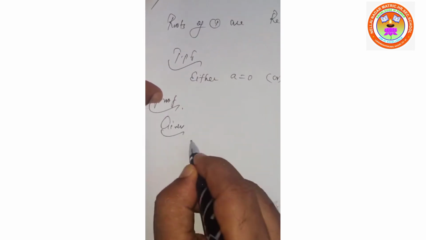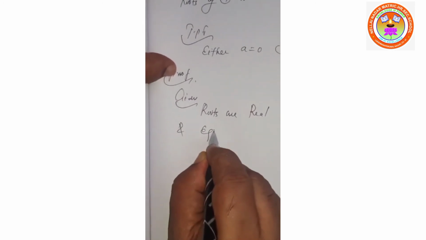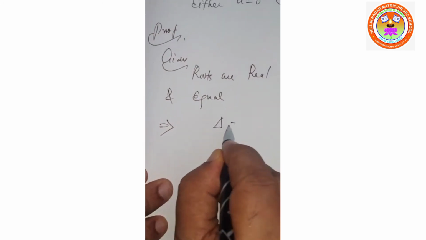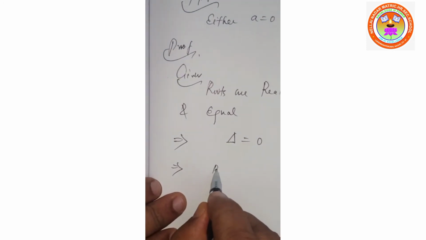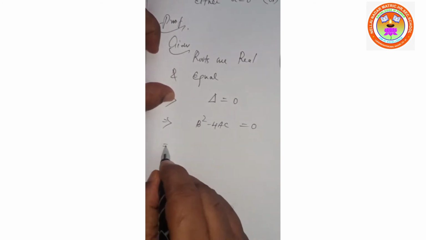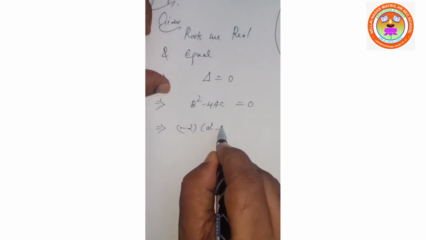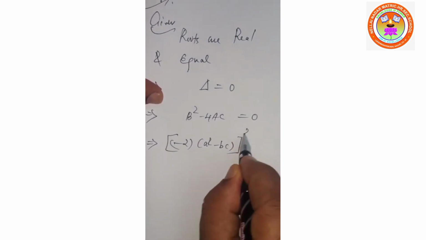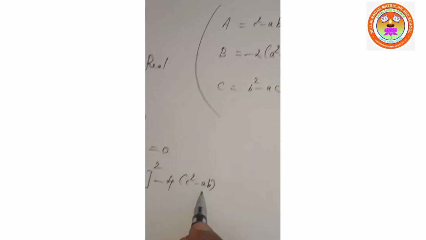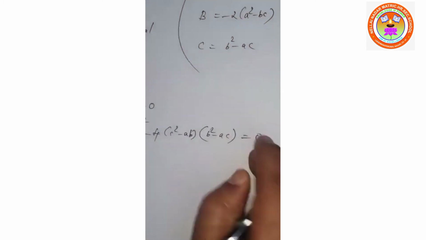Given roots are real and equal. We know that if the roots are real and equal, the value of delta equals 0. The delta can be replaced by B square minus 4AC, that is equal to 0. Which implies B is minus 2 into a square minus bc, whole square, minus 4 into A, the value c square minus ab, into C, the value b square minus ac, that is equal to 0. We have to simplify.